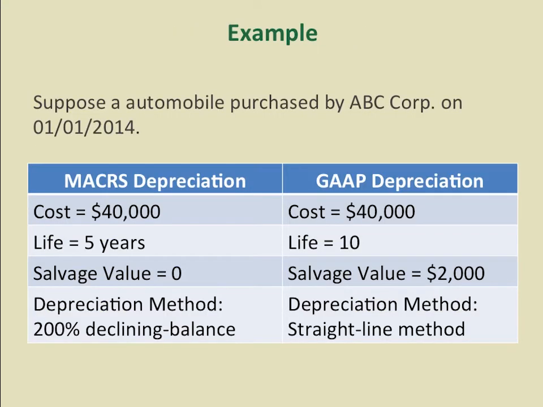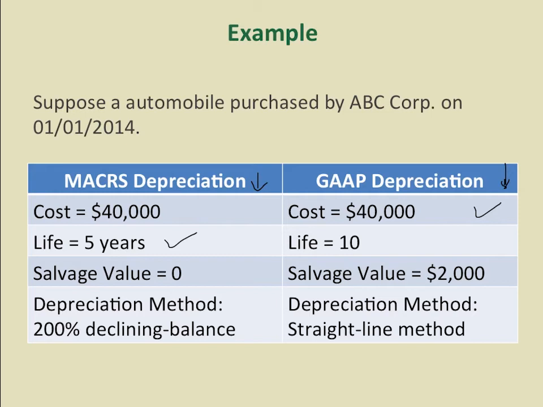Now, let me show an example to demonstrate the difference between these two systems. Suppose ABC Corporation just purchased an automobile on January the 1st, 2014. Our job here is to calculate the depreciation expense under the tax and under the GAAP for the financial reporting purposes. Here is the information. Historical cost, $40,000. Tax life of all automobiles is assigned to be 5 years. There's no choice for the managers.